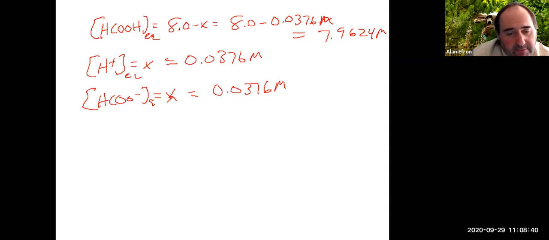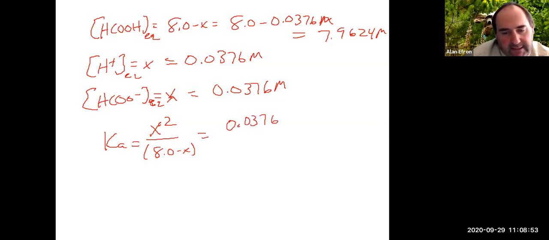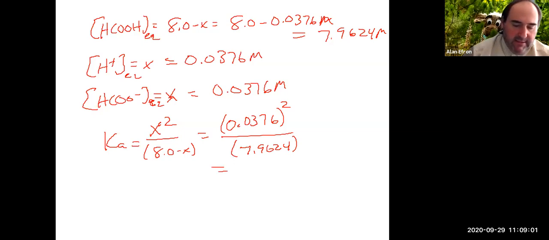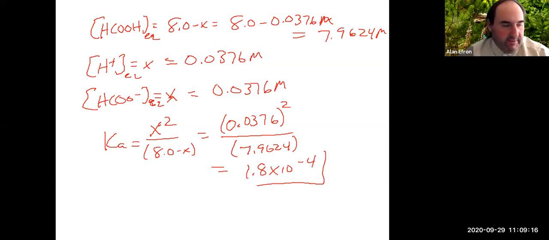And now we could actually put in numbers for our Ka, which would be our products, which would be X squared divided by 8.0 minus X, which in this case would be 0.0376 squared divided by 7.9624, going to get us a Ka value of 1.8 times 10 to the minus 4 in this particular case.